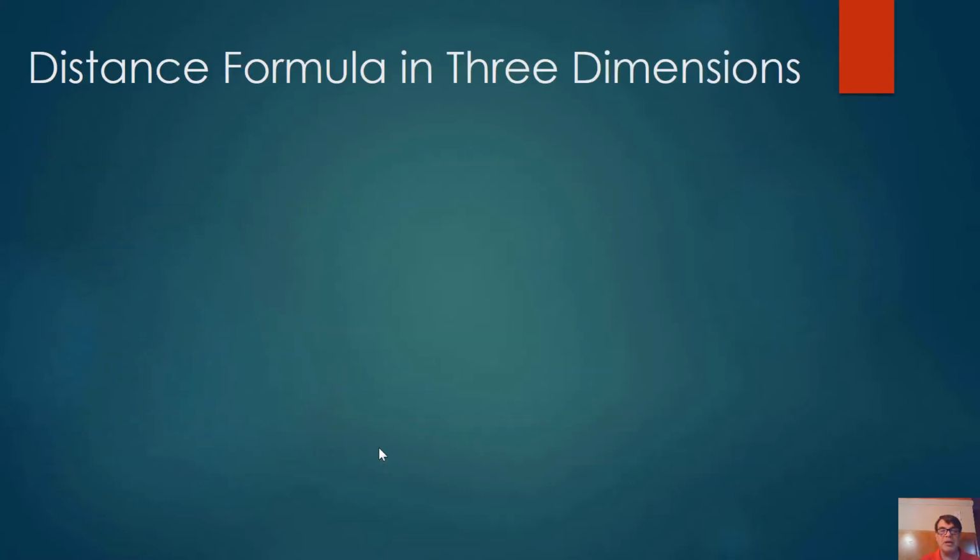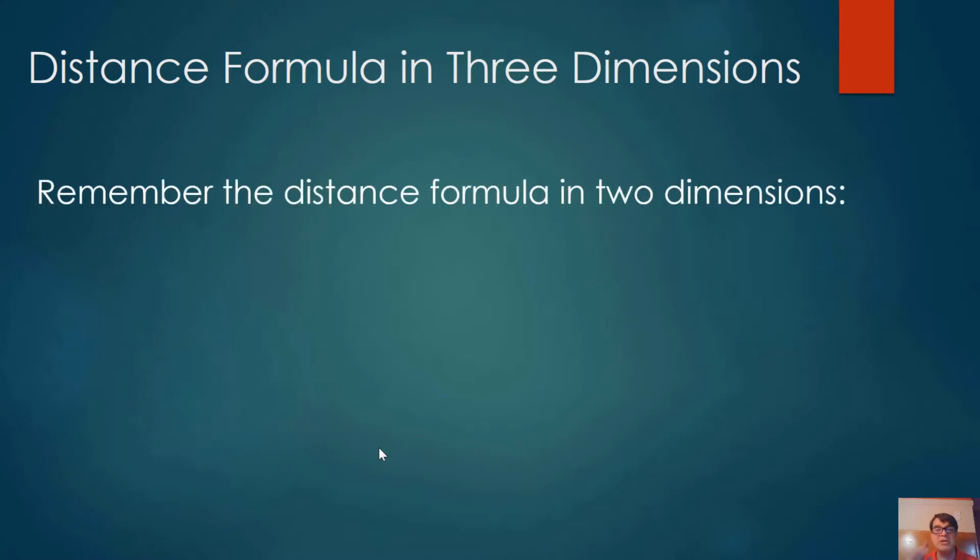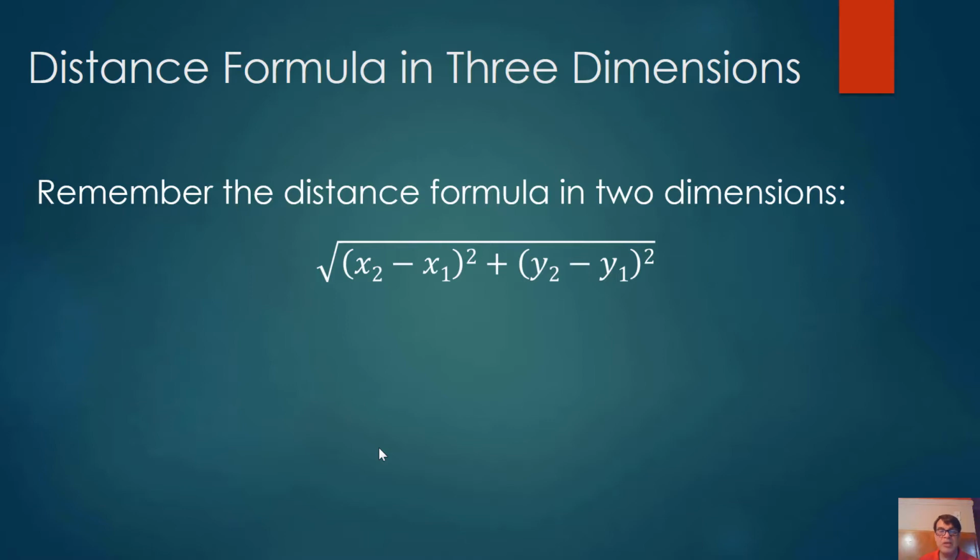The distance formula in 3 dimensions. So remember the distance formula in 2 dimensions? That was great. Basically, the difference between the x components of 2 points squared plus the difference between the y components of 2 points squared. Take the square root of it, and you have the distance between those 2 points. This is basically the Pythagorean theorem.